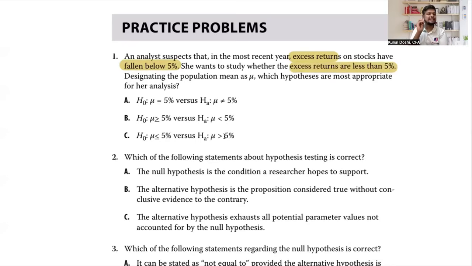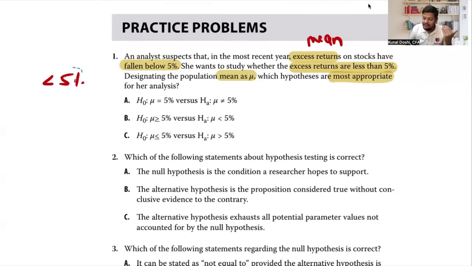Now, as soon as you see in the statement something written about what the analyst wants to test, plot it down. So she wants to test whether the excess returns are below 5%. Number one thing, this is a test of mean. Remember, three parameters, mean, variance, and correlation, are being tested. This is the test where she's trying to test the excess return. So it's a test of mean. What is she trying to test? Whether returns are below 5%. They have said designate the population mean as mu, which hypotheses are most appropriate.